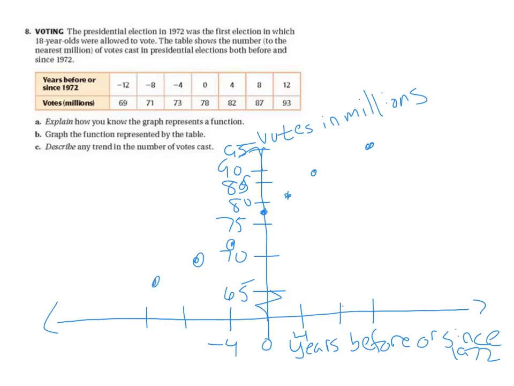Describe the trend in the number of votes. Now, it's not a line. You can't draw straight through, but the trend is votes are increasing each year.